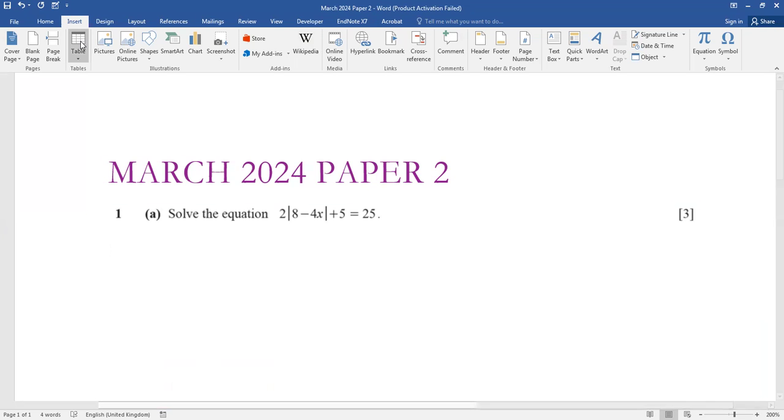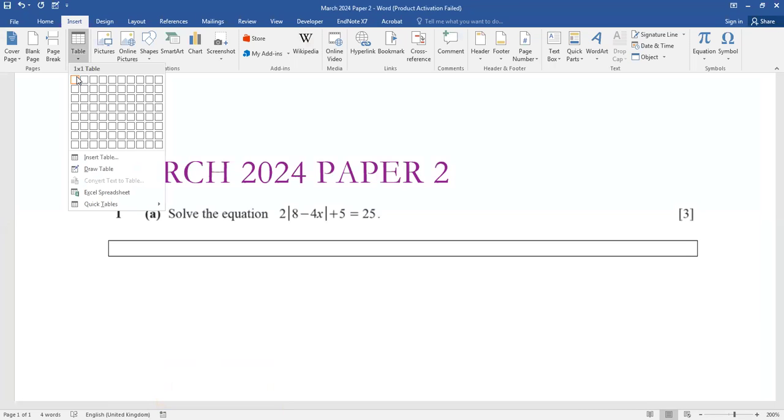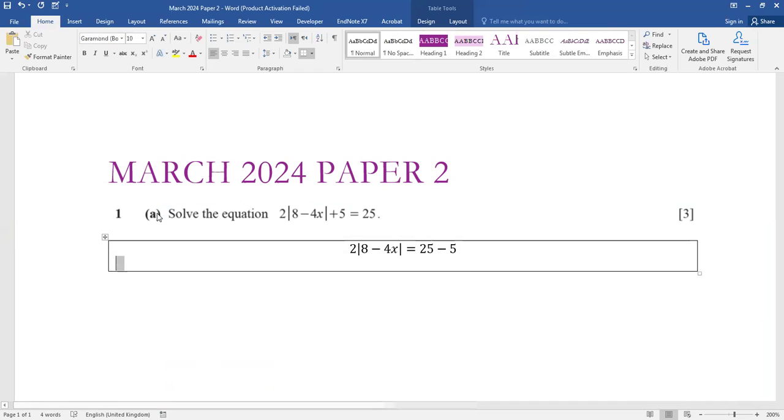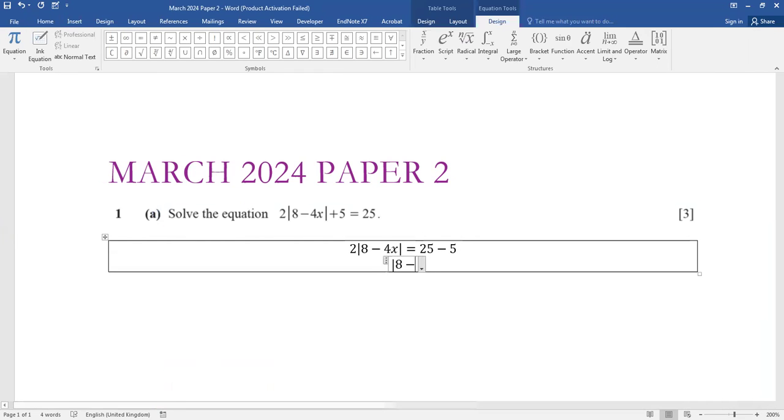Starting with the very first question, it says to solve this because we have a value around the mod. We can simply simplify it, take 25 on that, 25 minus 5. Stepwise 2 and 25 minus 5. Then 8 minus 4x is 20 upon 2, which is 10.